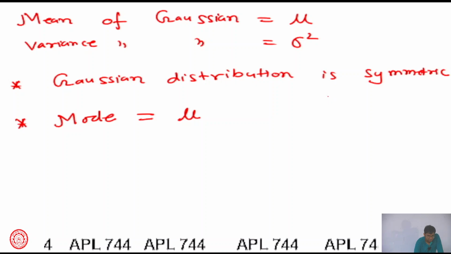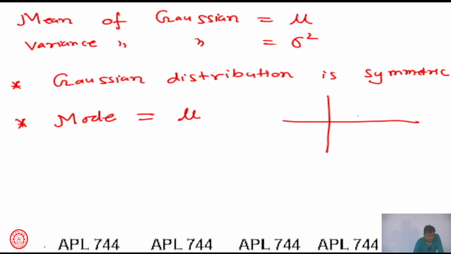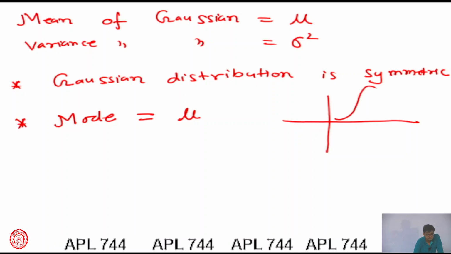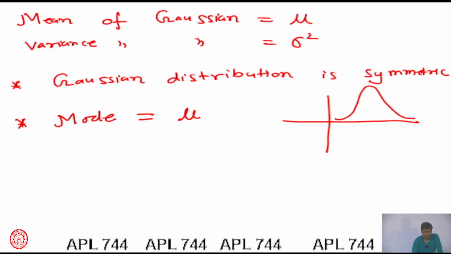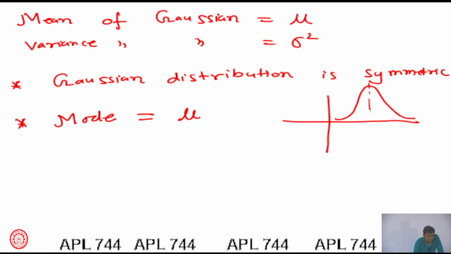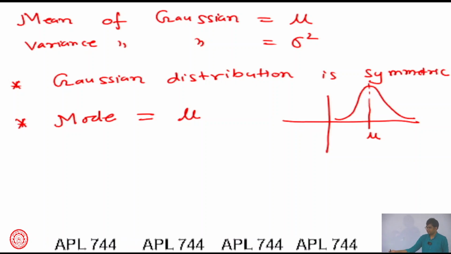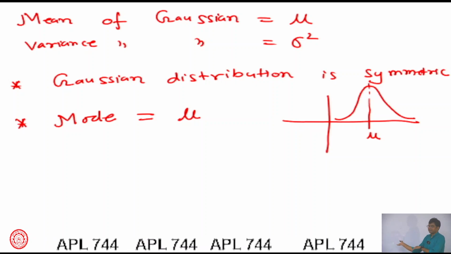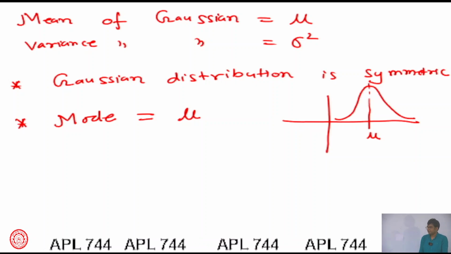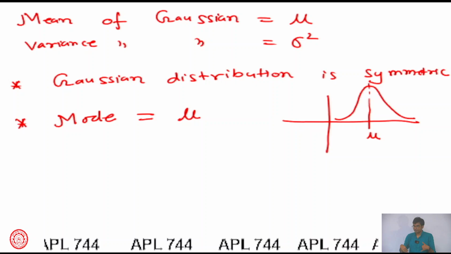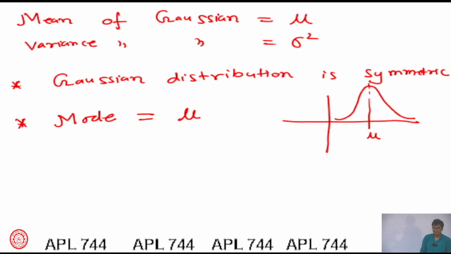So, how does it look? It looks something like this, where this you see here is your mu, which is your mean, which is your mode both, and the left hand side and the right hand side are supposed to be symmetric. If it does not look symmetric, it is because of my drawing, it is supposed to be symmetric, okay.